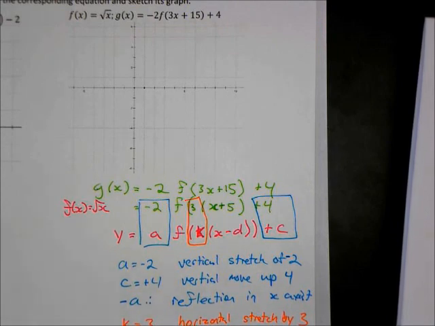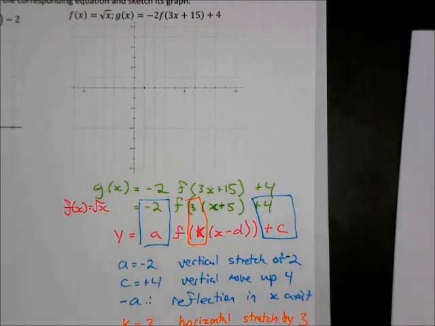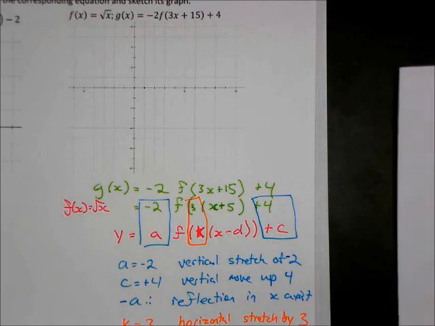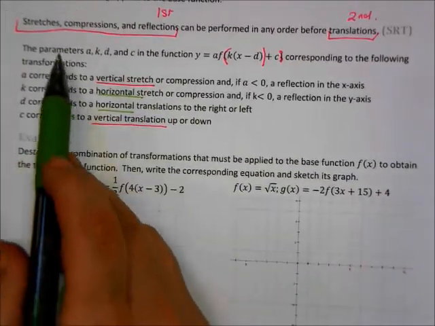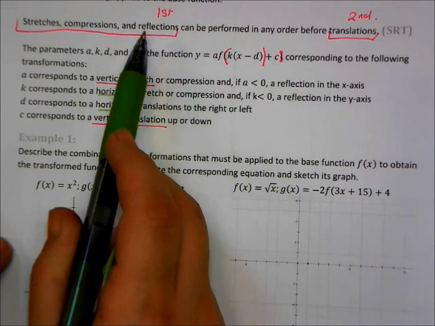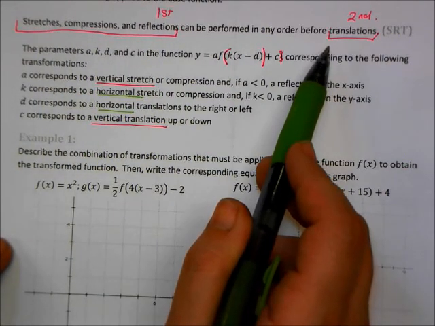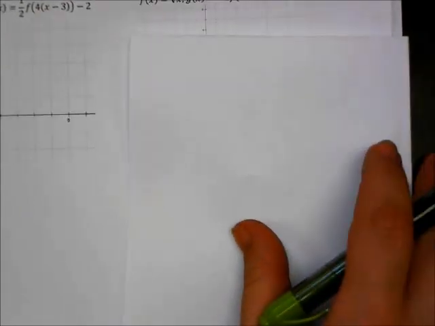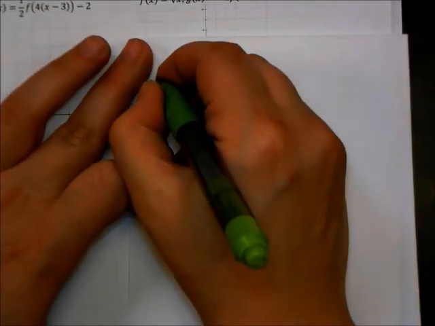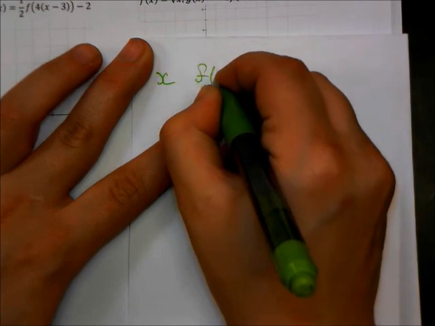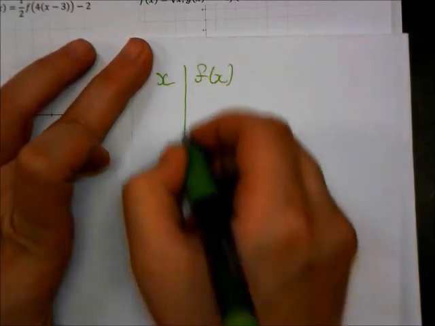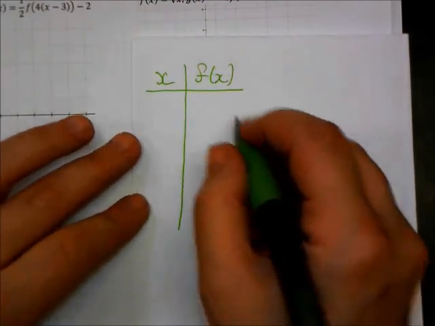Now that we have identified all of our transformations, we're ready to apply them. So we have to remember, stretches and compressions, reflections, all that good stuff happens before translations, before we move. So let's take a look. Our original function, our f of x, is our favorite old trusty square root x.